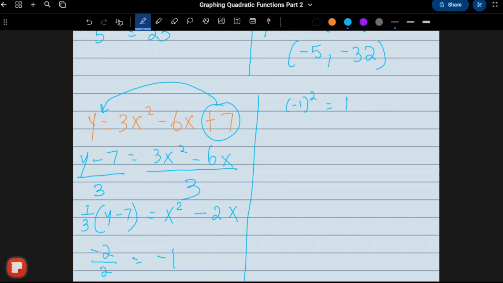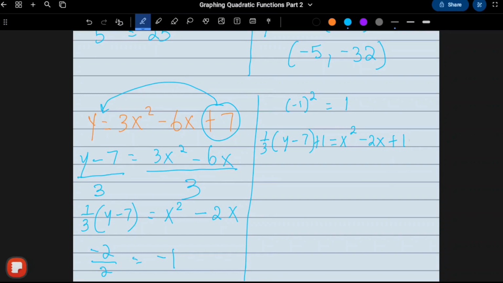All right, so from there, I'm going to rewrite my equation. 1/3 y minus 7 is equal to x squared minus 2x. And I'm going to add 1. I forgot to add 1 on this side here. So let me just add that 1 here. So add 1 equals x squared minus 2x plus 1.